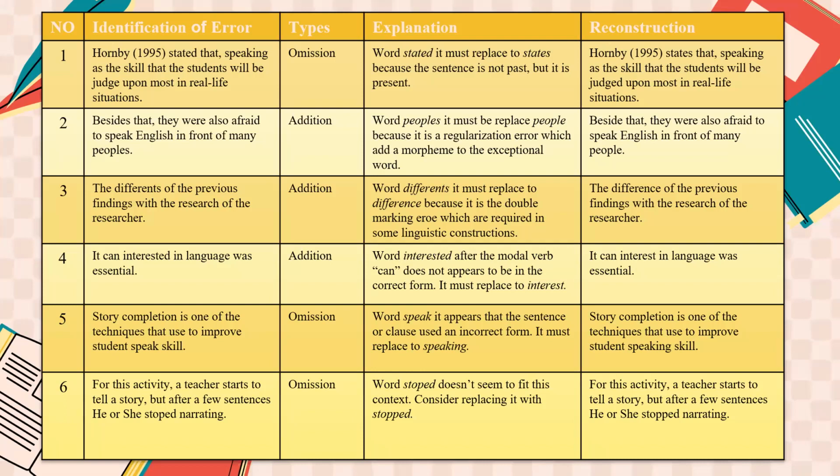Next is number 4: it can interested in language was essential. The type is addition. Why? Because the word interested after the modal verb can doesn't appear to be in the correct form.